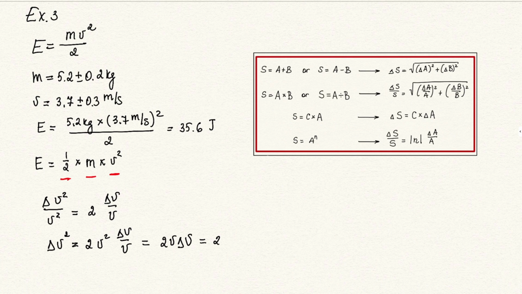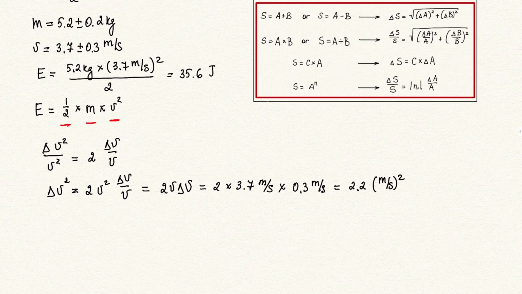So 2 times the velocity, which is 3.7 meters per second, multiplied by the uncertainty of the velocity, which is 0.3 meters per second, and I get 2.2 meters per second squared. And you can see that the units match. Velocity squared has units of meters per second squared. So now we know uncertainty of v squared.